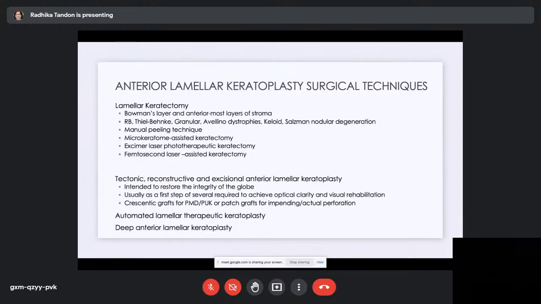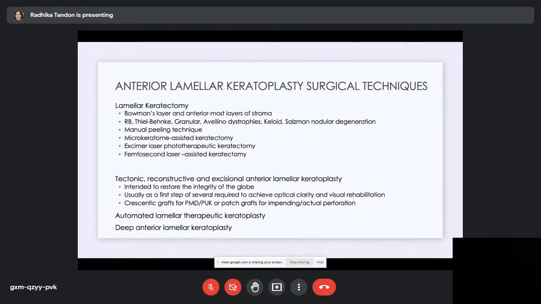And in both these conditions, sometimes you can just peel off the lesion, which comes off pretty easily. So a manual peeling technique, microkeratome-assisted keratectomy can be done, excimer laser, PTK, I'm sorry, I said PRK earlier, I meant PTK, phototherapeutic keratectomy, where it is simply removing the superficial layer of the cornea. However, now with the modern techniques, you can even do associated with that a refractive correction as well, but it's not very easy to be sure about the correct algorithm to use. And of course, there is also femtosecond laser assisted keratectomy.